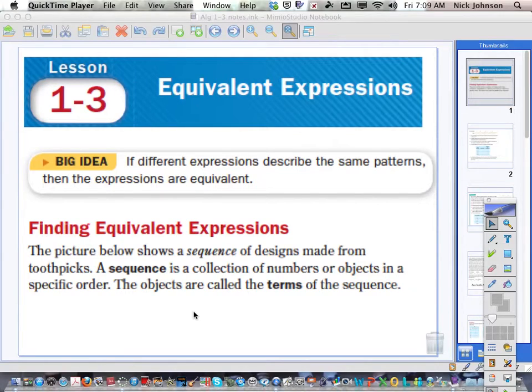Good morning, and welcome to Lesson 1-3, Equivalent Expressions. The big idea: if different expressions describe the same patterns, then expressions are equivalent.